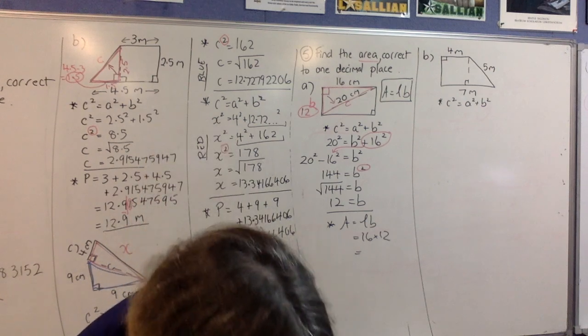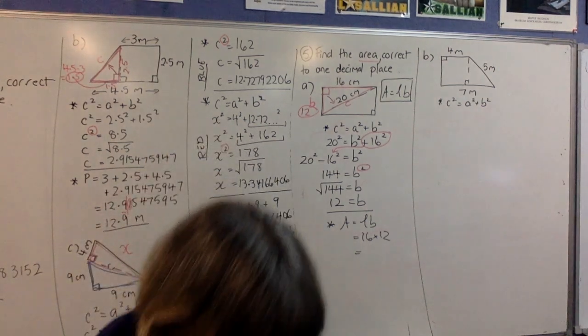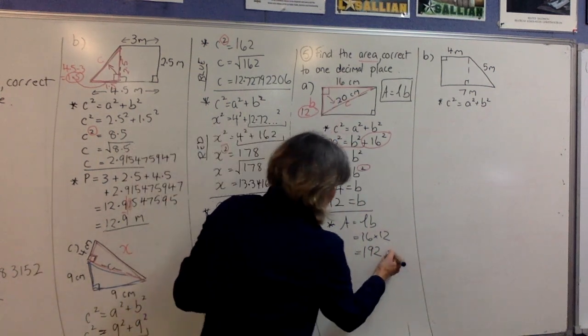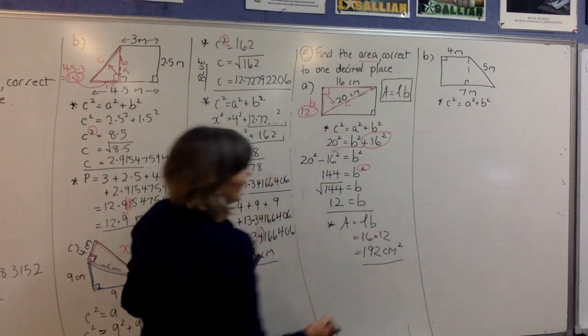And we get 192. Yep. And then on the end, write your units down, centimetres, but it's area. So don't forget the squared.